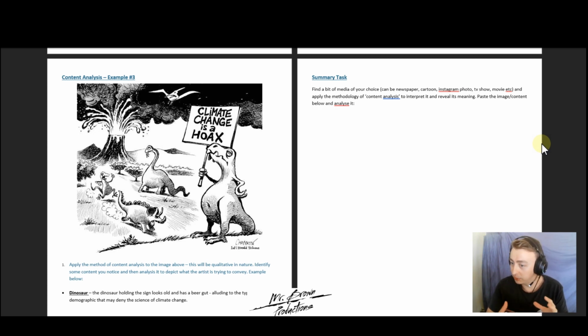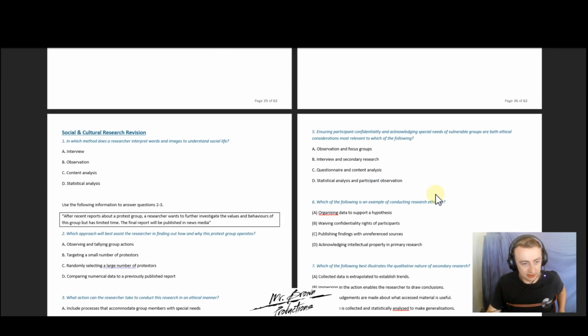So you might find a newspaper clipping, or you might have noticed that recently Kmart said they weren't going to sell any Australia Day merchandise and all that sort of stuff. So there's lots of different things you can look at. But at the end of the day, it's your choice. But try to pick something a little bit controversial, because, you know, juicy stuff's good stuff.